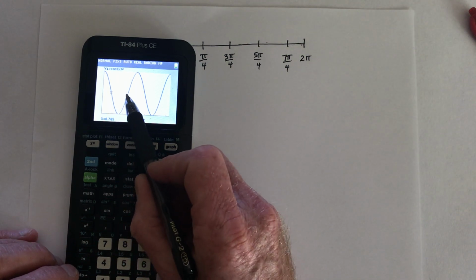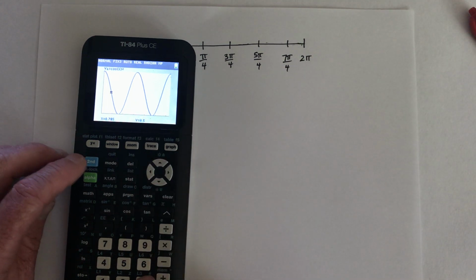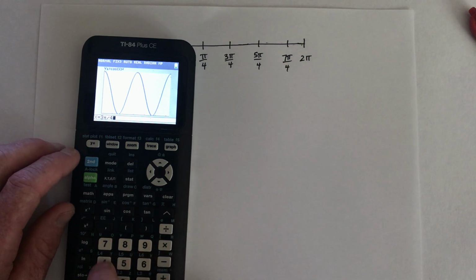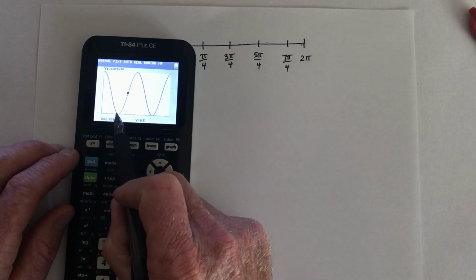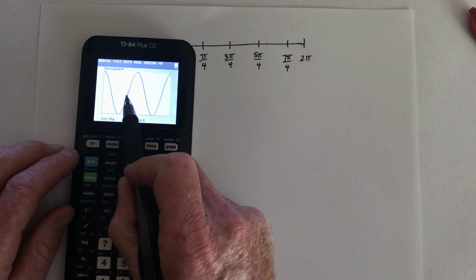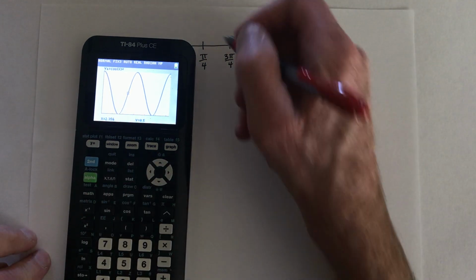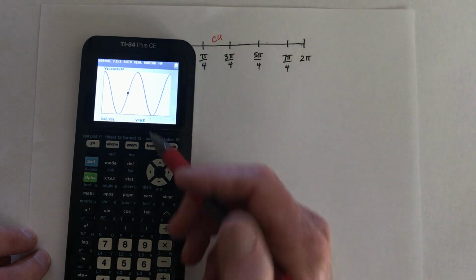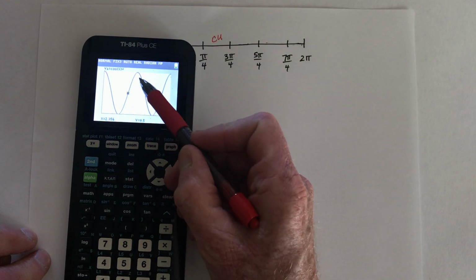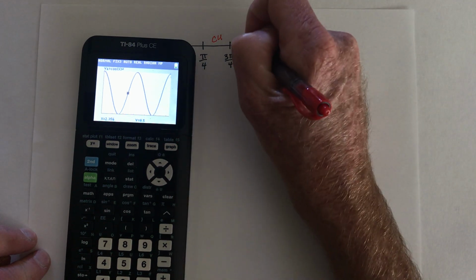And I'm pretty sure that if I put 3 pi over 4, it's going to be right there. Let me test that. 3 pi divided by 4. So this was pi over 4, and this is all concave up, and that's the 3 pi over 4. So this is concave up, and then this is concave down, so it's just going to alternate.